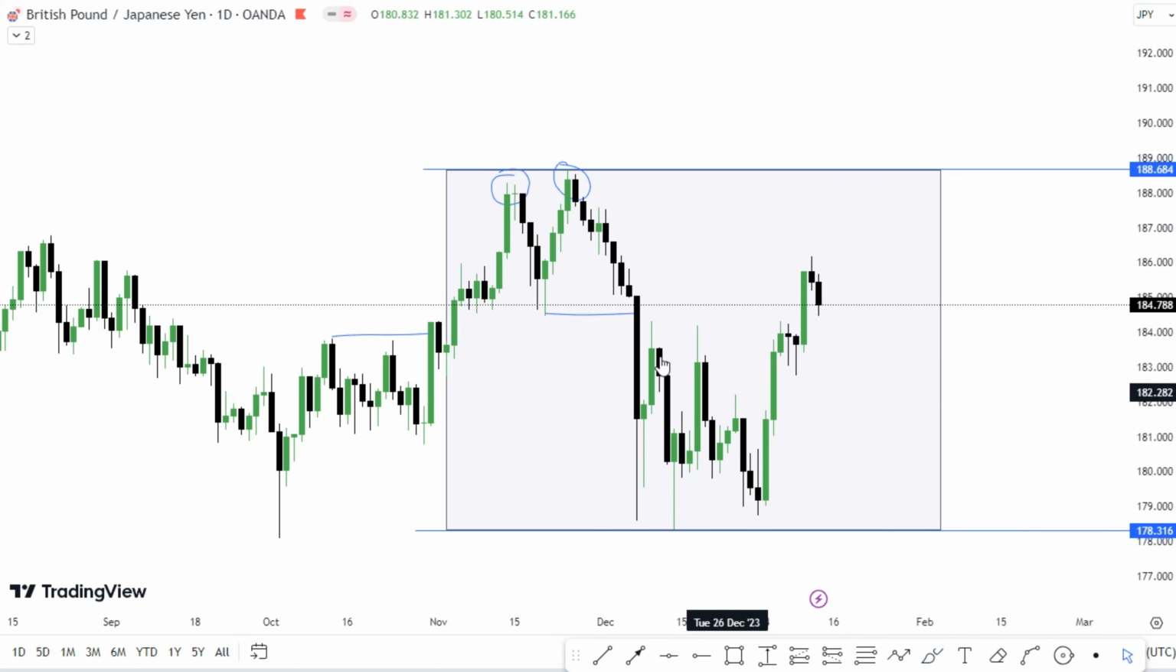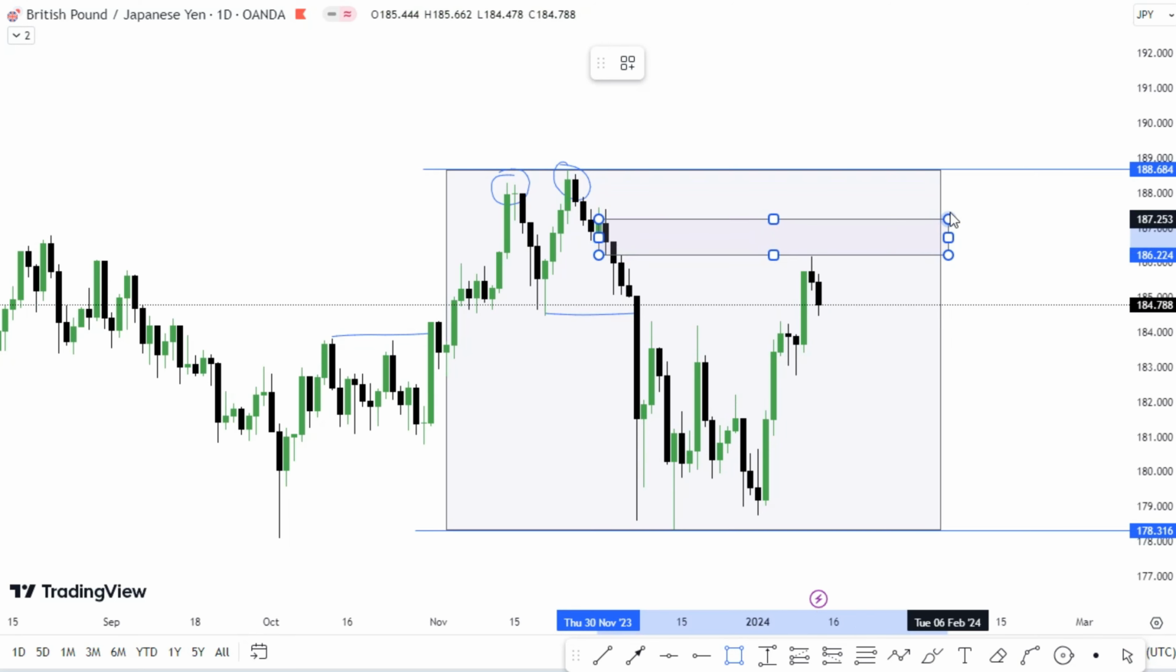So on this chart on the daily time frame, we will spot our order block, which will be the hidden order block around these areas. As you can see, that is where we spot it.